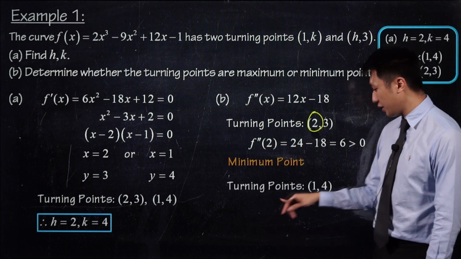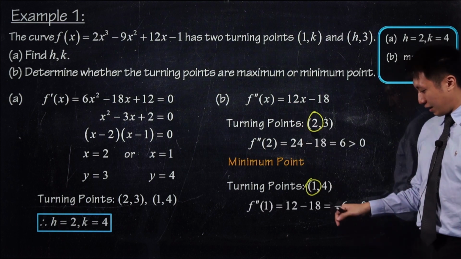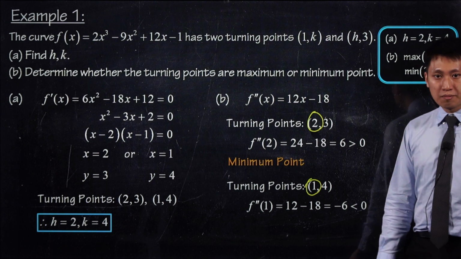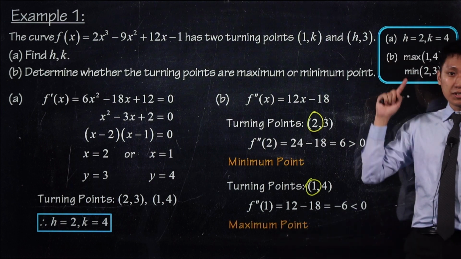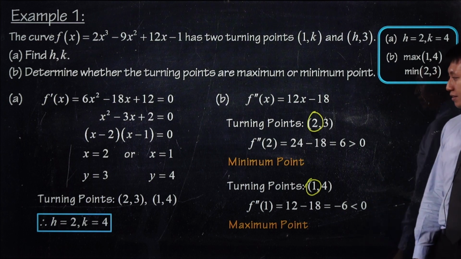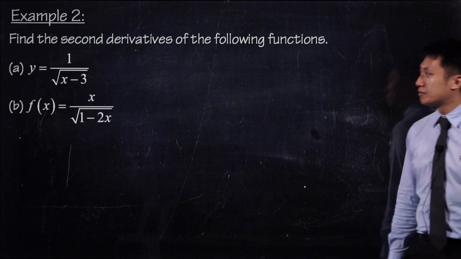Then the other turning point 1 and 4. You substitute this 1 into here, you get -6. Less than 0, so it's maximum. Okay? Okay, same as my given answers here. Alright, no problem. Let's move on.